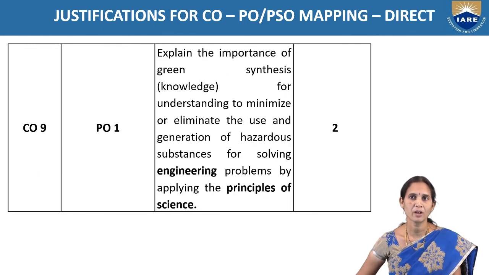CO9 mapping with PO1. Explain the importance of green synthesis. They are gaining knowledge. So what is green chemistry? What is green synthesis? For understanding to minimize or eliminate the use and generation of hazardous substances for solving engineering problems by applying the principles of science. So they will gain the knowledge and understand the concept of green chemistry, green synthesis, and how we are preparing chemical products by following green synthesis. So we are giving a number of vital features here. Here also no mathematical expression, no formulas.